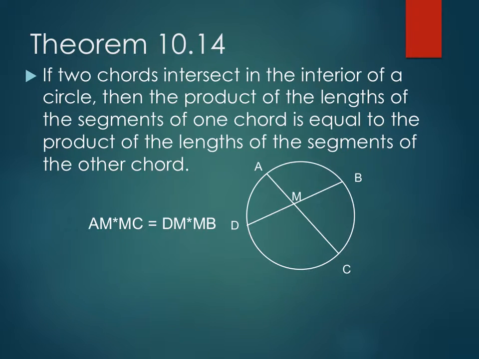Okay, Theorem 10.14, which is just the 14th theorem in chapter 10, says if two chords intersect in the interior of the circle, then the product of the lengths of the segments of one chord is equal to the product of the lengths of the segments of the other chord.